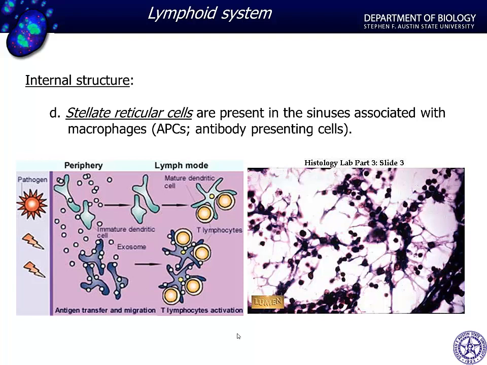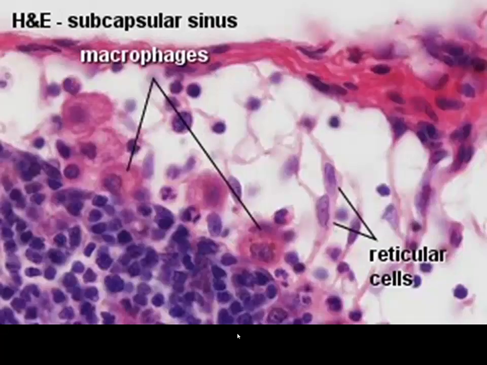Now, I mentioned already that we have these reticular connective tissue cells that are helping maintain the shape of our sinuses by and large, but we also have other cells, the stellate reticular cells. Now, these reticular cells are going to be present in the sinuses, but they also are going to be antigen presenting cells. So the macrophages are not alone in their ability to present antigen to our immune cells.